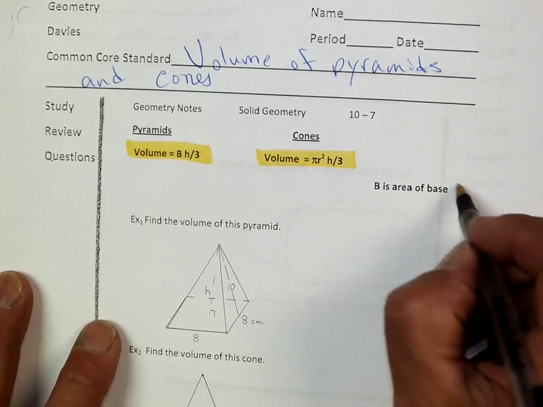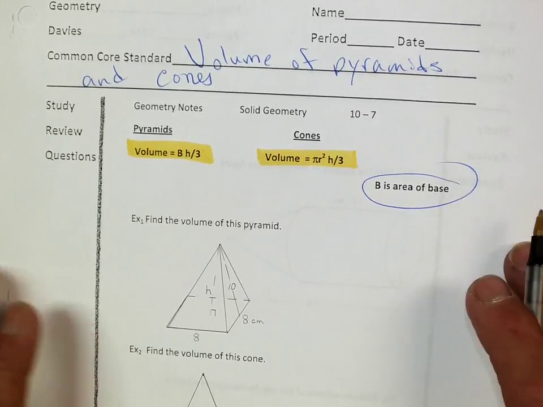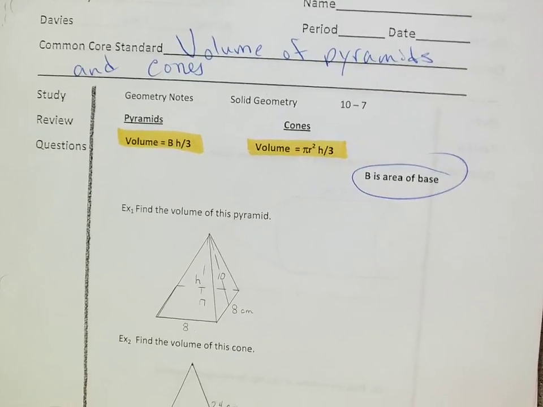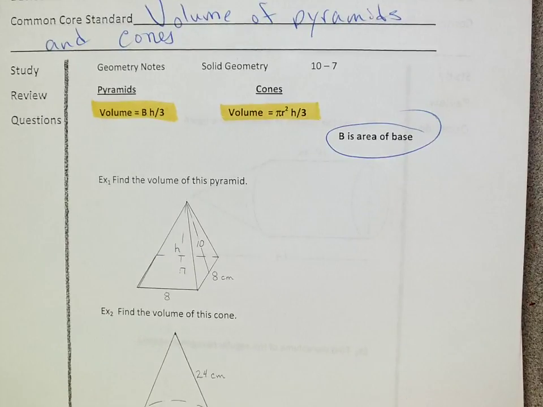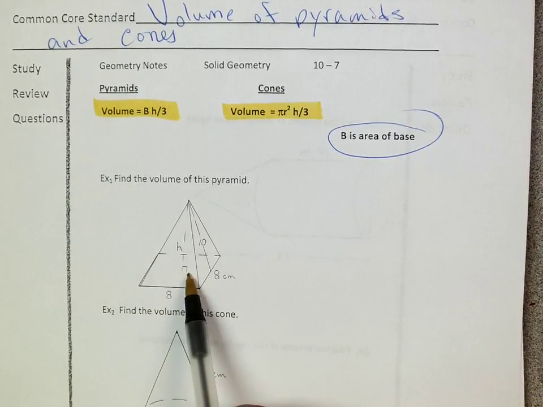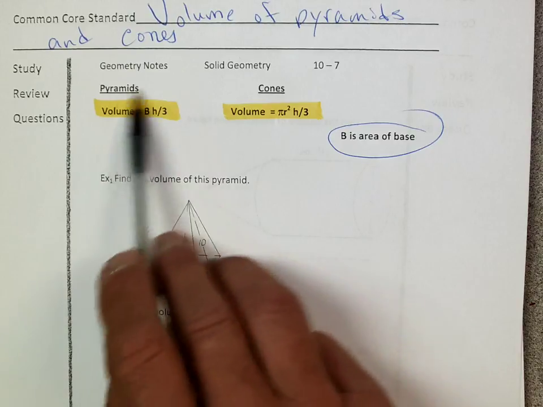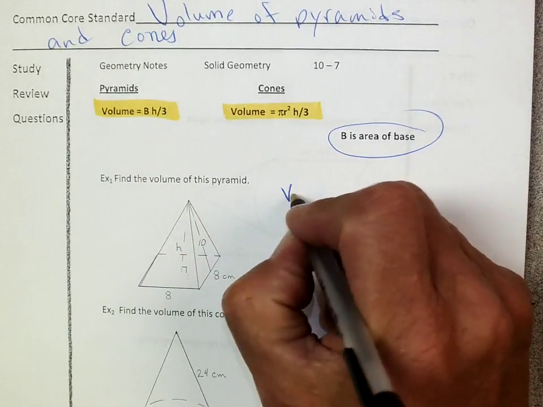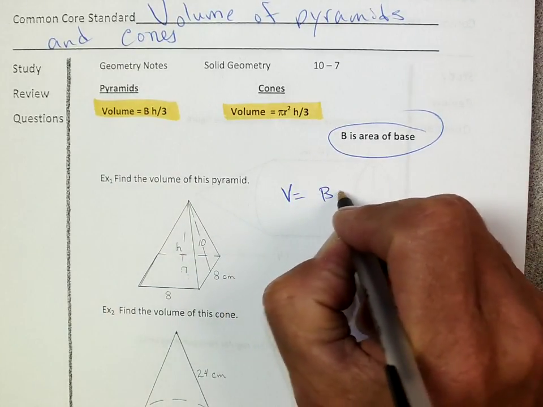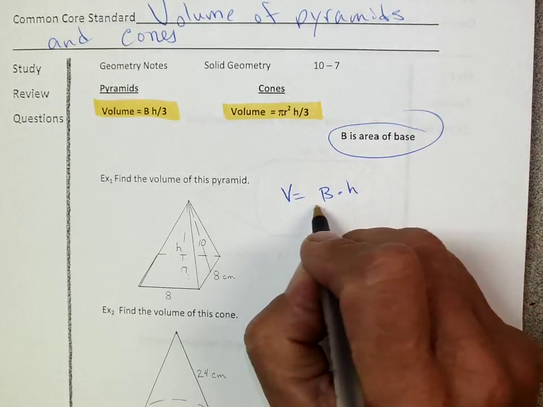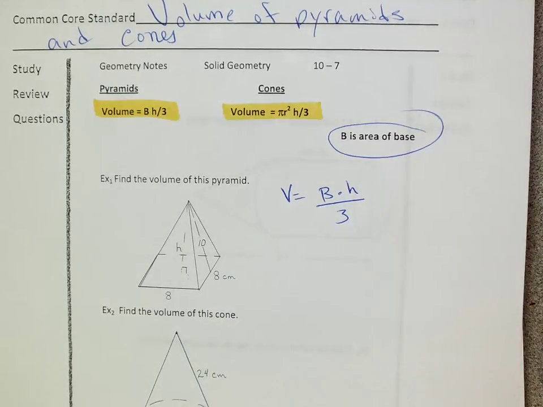And B is, of course, the area of the base. So let's take a look at example 1. First of all, it is a pyramid. So I look at my notes: volume of a pyramid is area of the base times the height divided by 3. So let's find out some things. First, I'm going to have to find the area of the base.